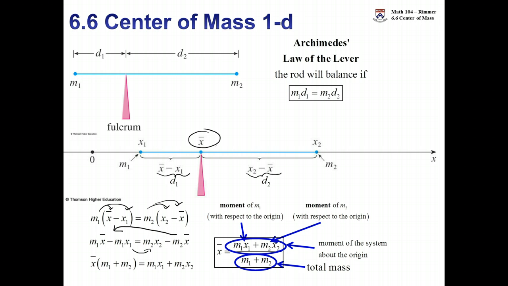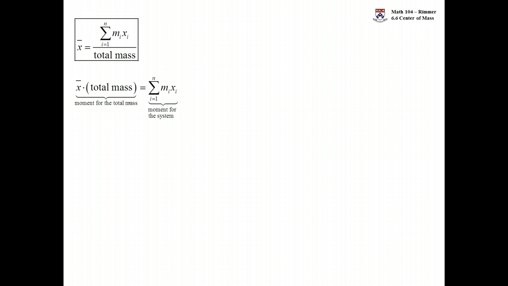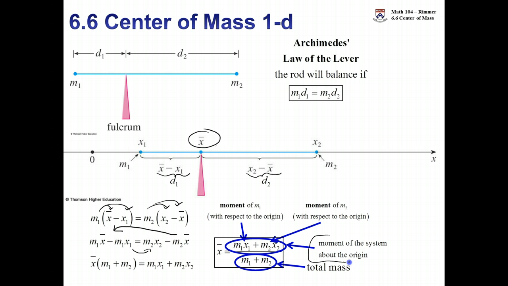What we're going to do is take this equation and multiply it by the total mass to get an understanding of what this is saying to us physically. And so x bar times the total mass. Anytime you take an x value and multiply it by a mass, that's the moment of that particular mass. And so the moment of the total mass is equal to the entire moment of the system. This numerator here is the moment of the entire system.